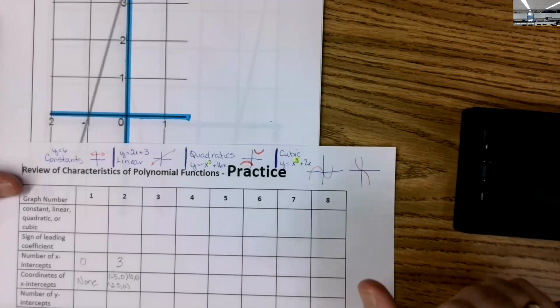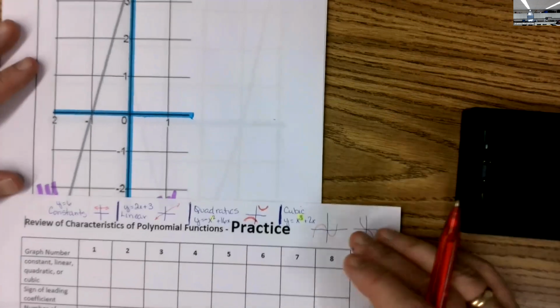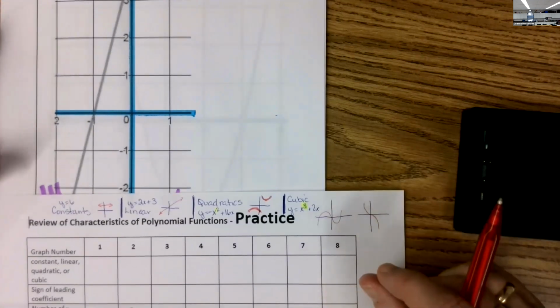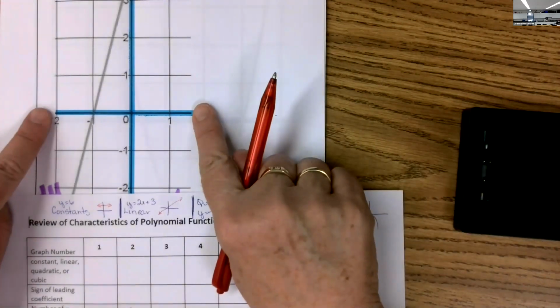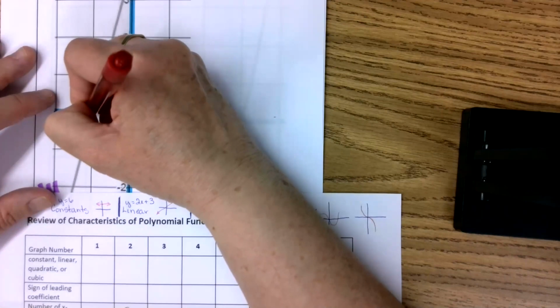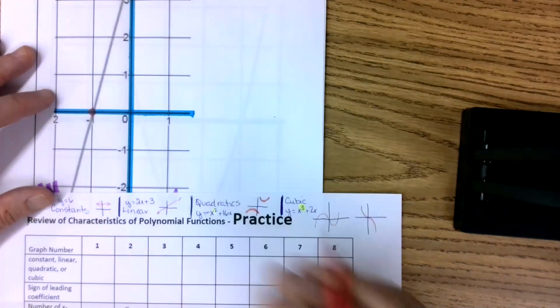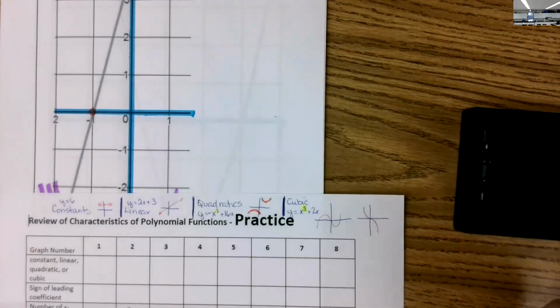All right, Clarissa, how many x-intercepts are there on this graph? 2. This is my x-axis. 1. And it's right there. And where's my sheet? I reprinted my book because I made such a mess of it.